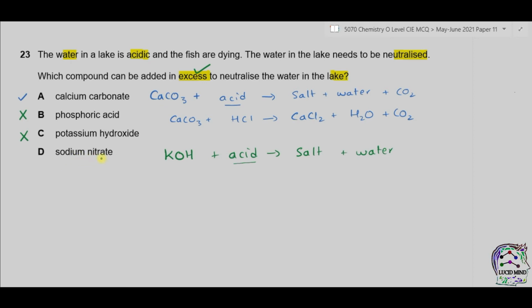In part D, we have sodium nitrate. Again, sodium nitrate is a nitrate salt, NaNO3. This is a neutral salt, so therefore it has no effect on the acid or acidity of the lake. The correct answer is therefore part A.